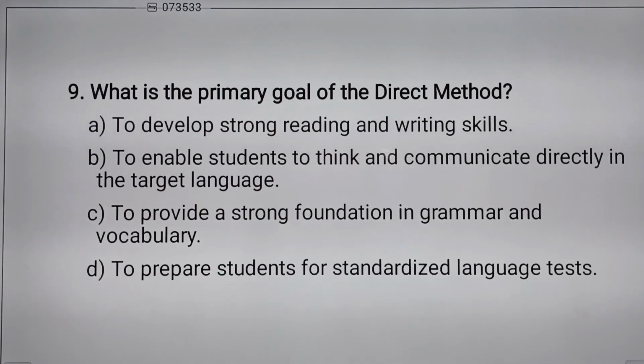Next, what is the primary goal of the direct method? A. To develop strong reading and writing skills. B. To enable students to think and communicate directly in the target language. C. To provide a strong foundation in grammar and vocabulary. D. To prepare students for standardized language tests. The right answer is B. To enable students to think and communicate directly in the target language.